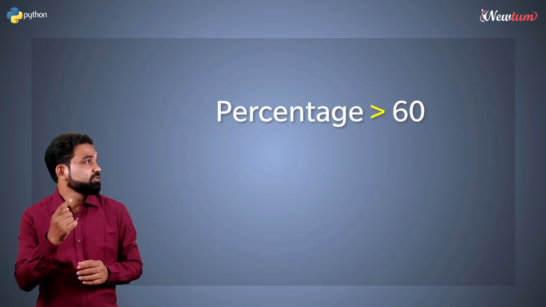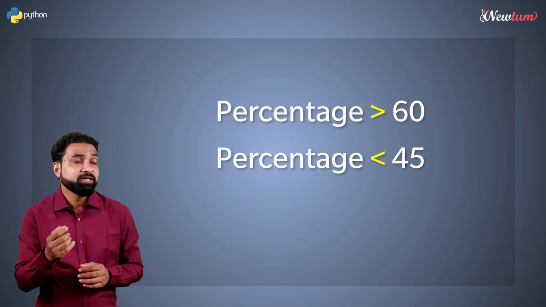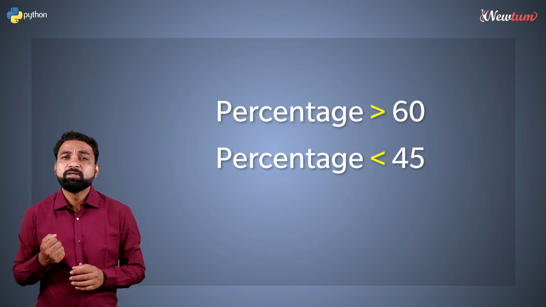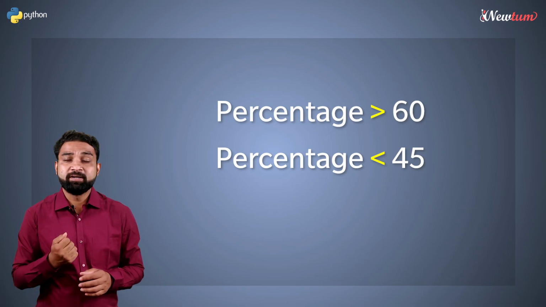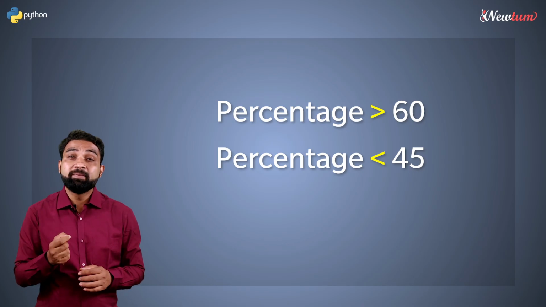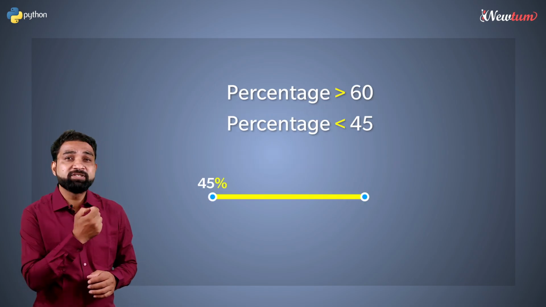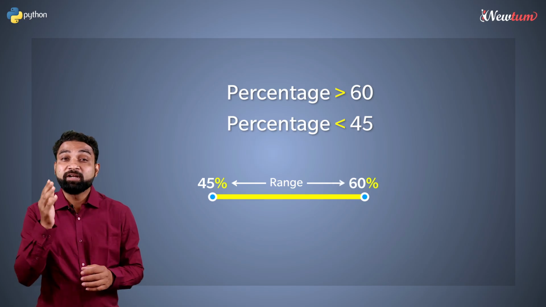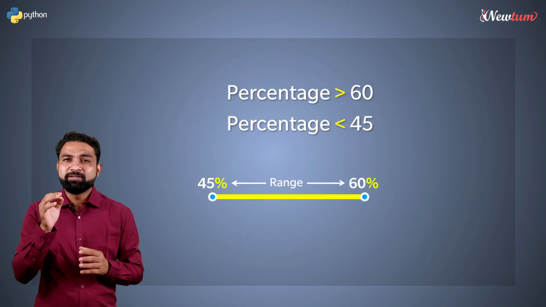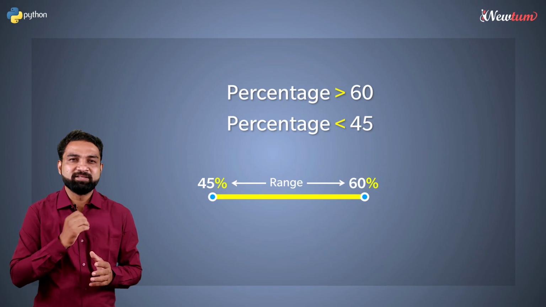Percentage is greater than 60, percentage is less than 45. These conditions are easy to understand and write. But in many cases, we have to check whether the percentage is between 45 and 60. We have to check the range. And Python offers a very simple way to handle this.